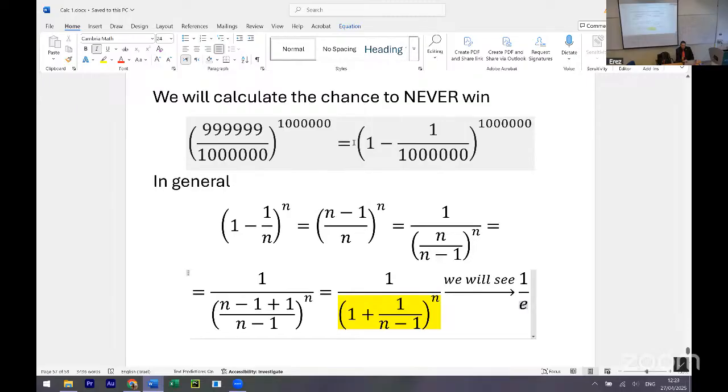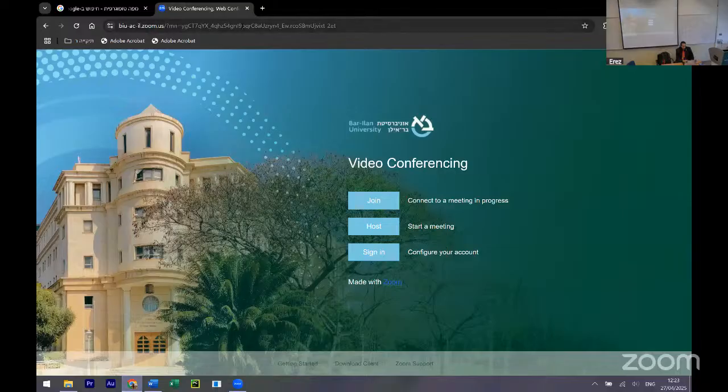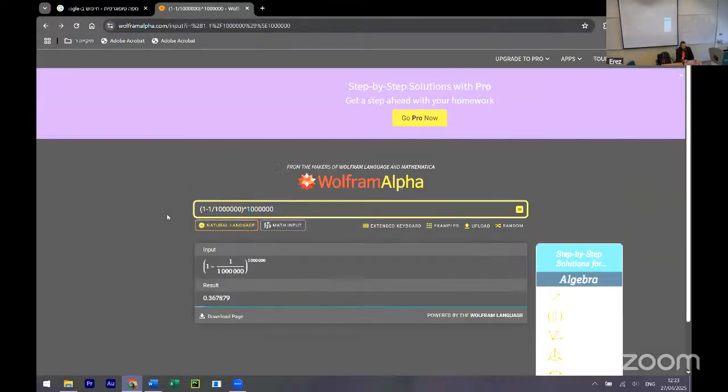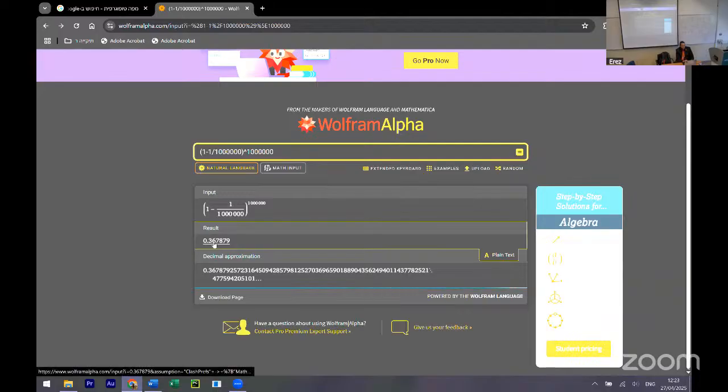Okay, and let's just put it in Wolfram for a second. And I remind you, these are the chances of not winning. The chances to lose with every single ticket out of this million is 0.36. And so therefore, 1 minus that is 0.63, the chances of winning.